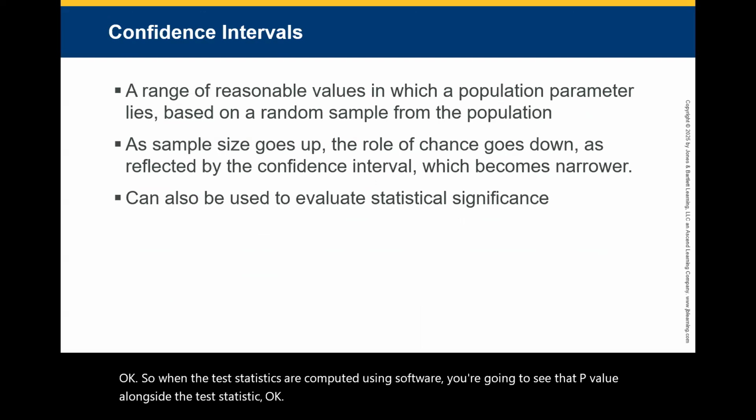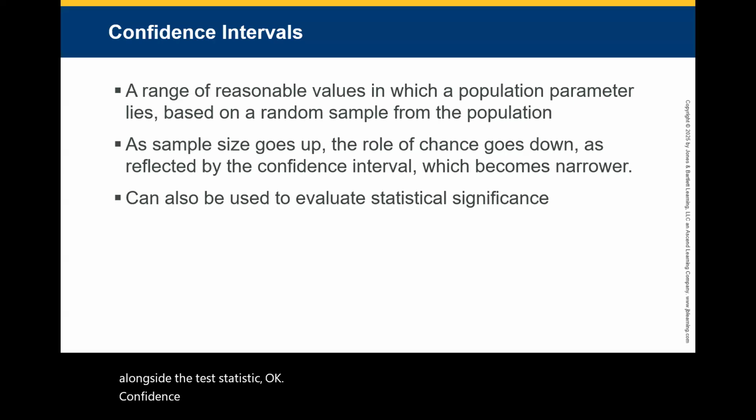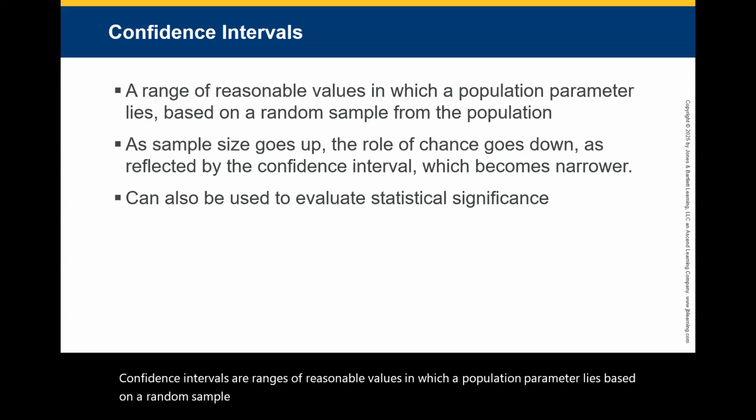Confidence intervals are ranges of reasonable values in which a population parameter lies, based on a random sample from the population. As the sample size goes up, the role of chance goes down. And this is reflected by the confidence interval, which becomes narrower.